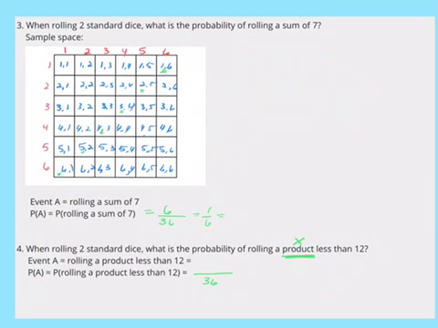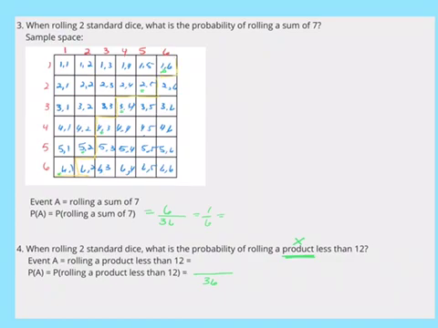So here I know 6 times 1 is less than 12, 6 times 2 is 12, it has to be less than, so I'm going to go up here. 5 times 2 is 10, but 5 times 3 is 15. 4 times 3 is 12, so I'm not going to do that one. 3 times 3 is 9. 2 times 4 is 8. 2 times 5 is 10. And then I have 1 times 6.